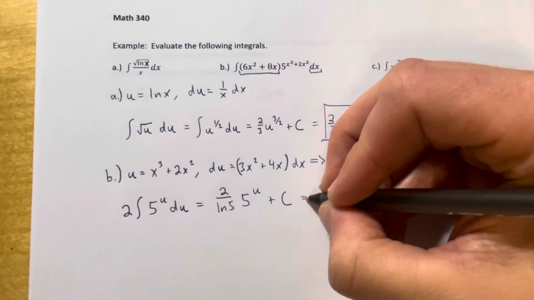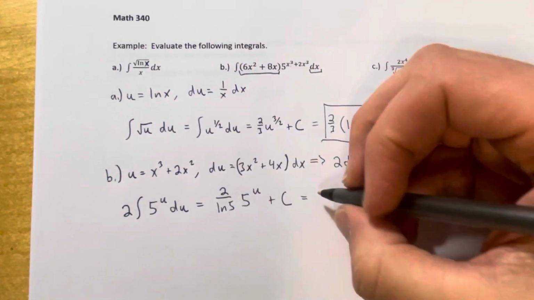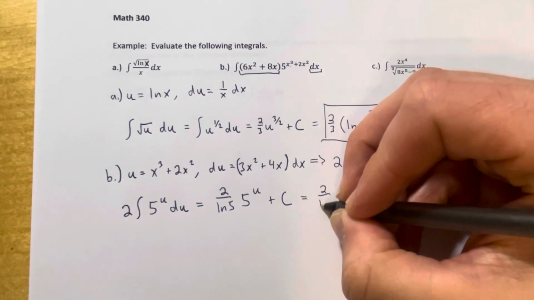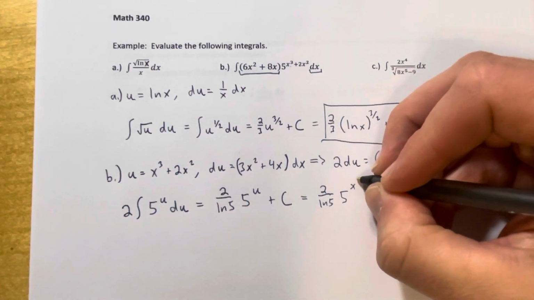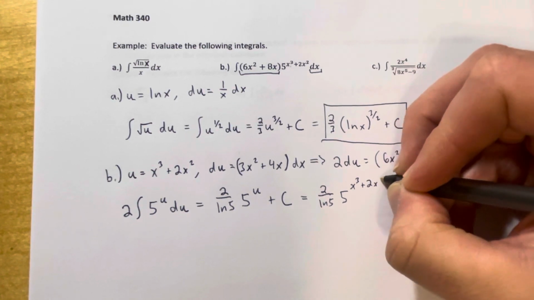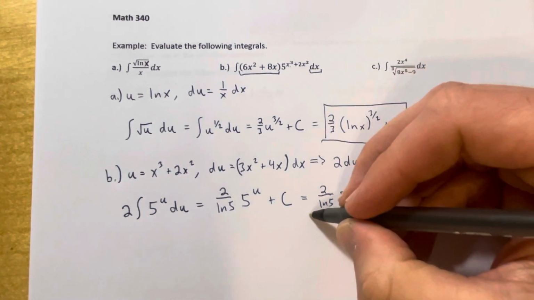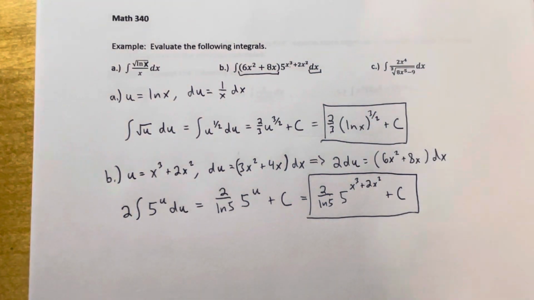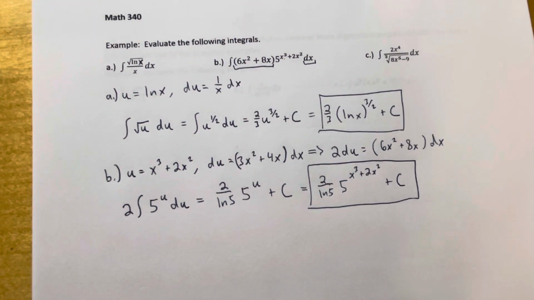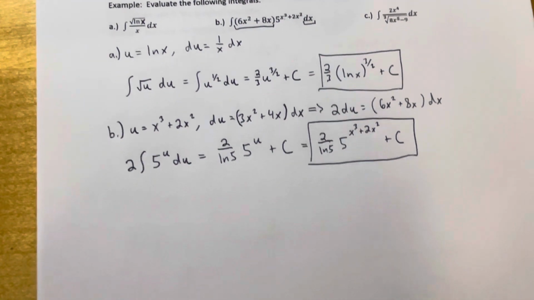And then again, as a final step, anywhere I see a u, I replace it with that corresponding function of x. So 2 over the natural log of 5 times 5 to the power of x cubed plus 2x squared plus c. Okay? And that's it. That's the whole thing. I keep saying it, but I'm going to keep saying it anyways. It's a good idea for you to check your answer by taking the derivative of your result and making sure that you get the integrand that you started with. And as before, I'm going to leave that part to you.